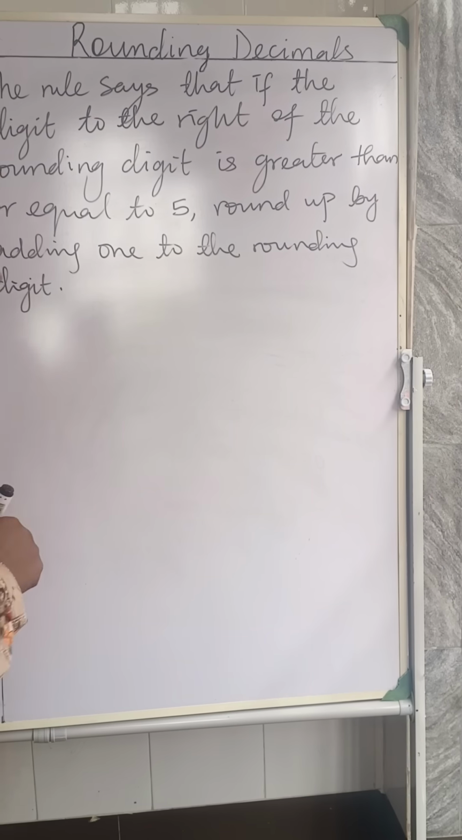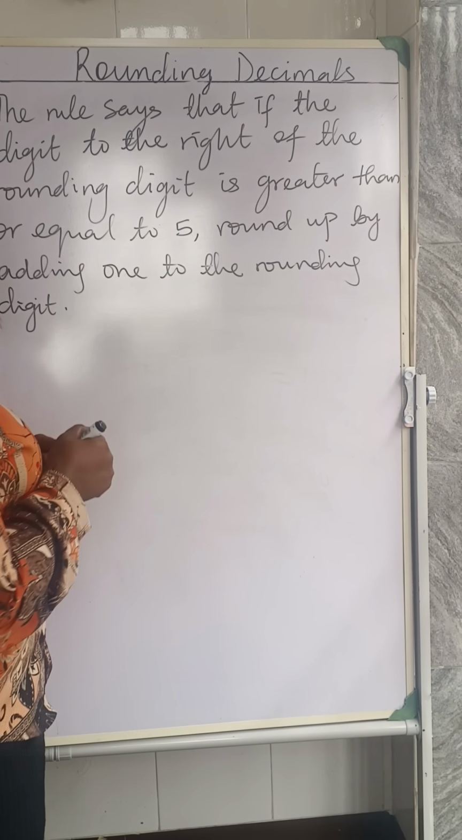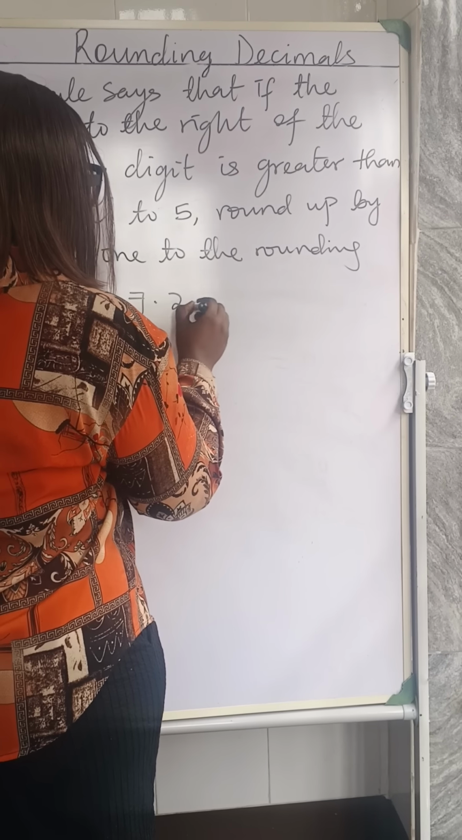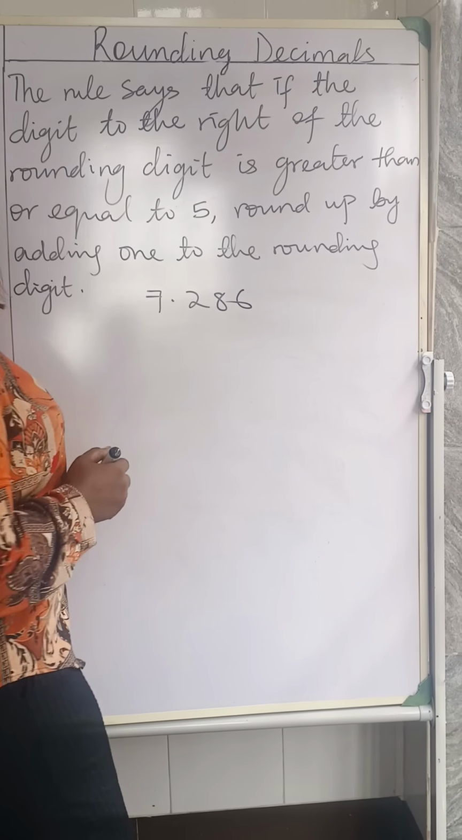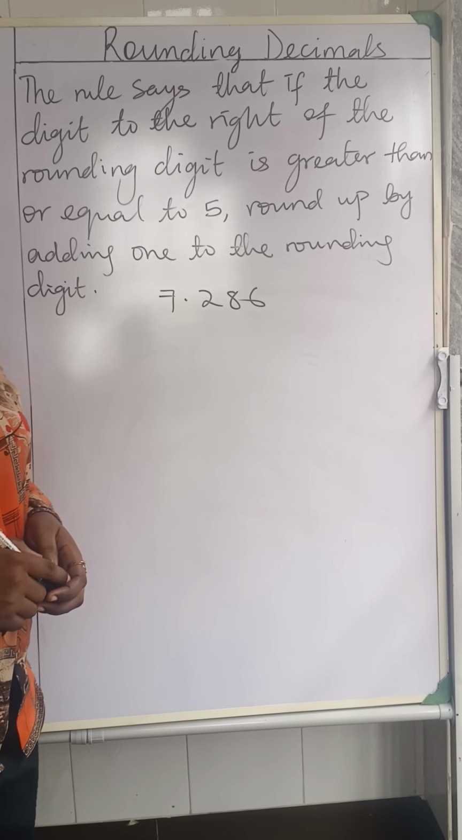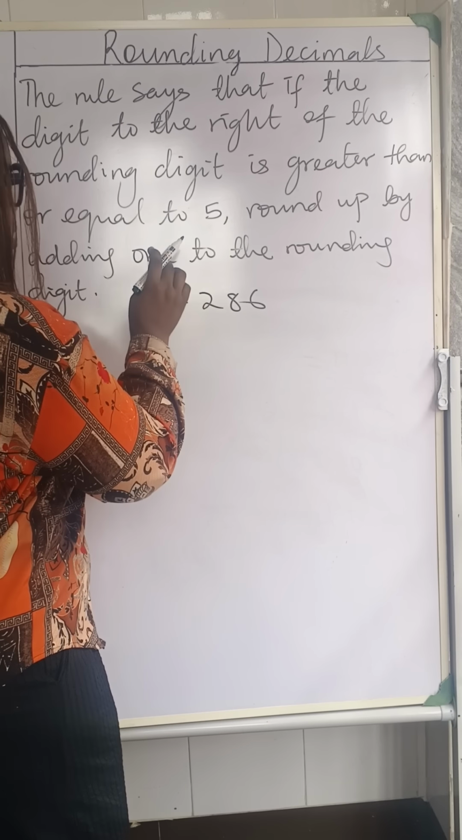Let's put this rule we have read into mathematics now. Assuming we have 7.286 and they say we should round it off to the nearest tenth. Round off to the nearest tenth. You're seeing that this is 7.